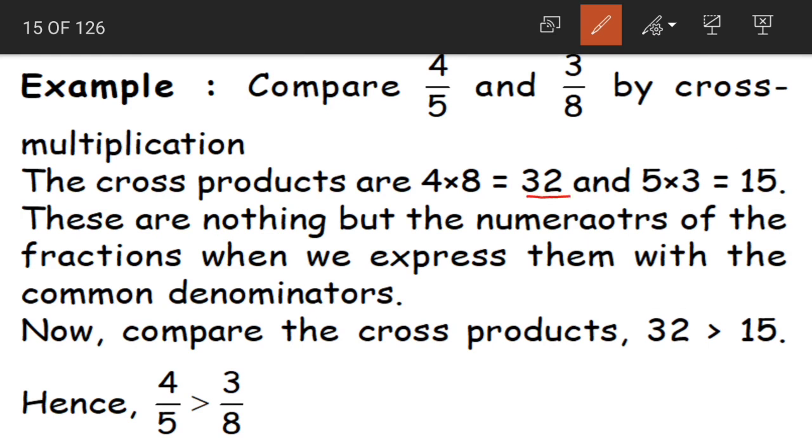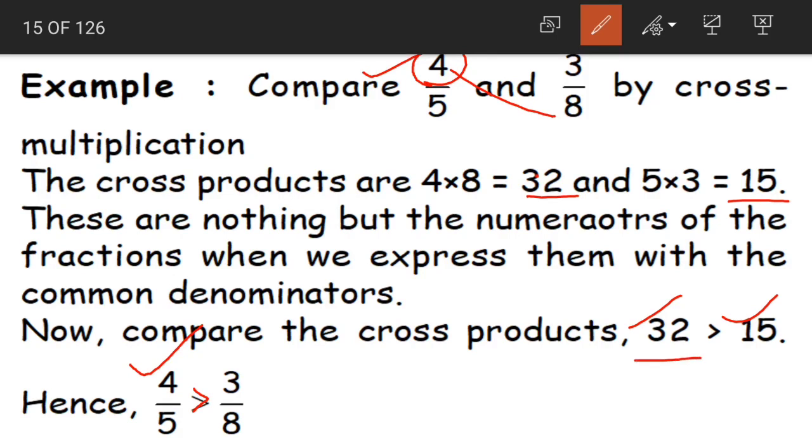Now we need to compare these two, 32 and 15. If we compare, which is the greater one? 32 is greater than 15. Now 32 was 4 into 8. It had the numerator 4 of the first fraction, 4 by 5. So 4 by 5 will be greater than 3 by 8.